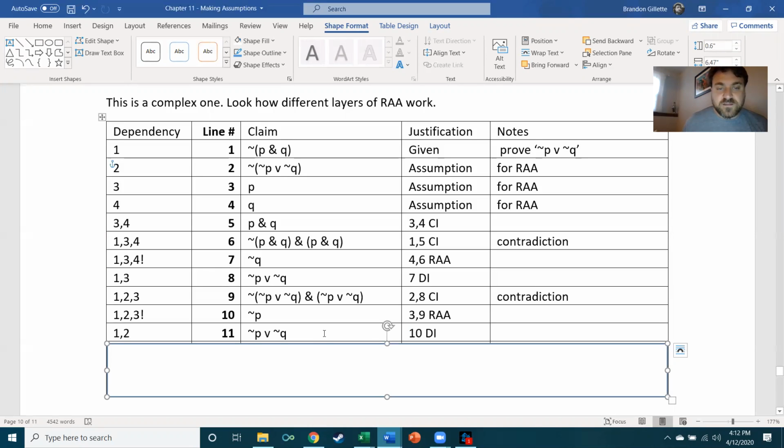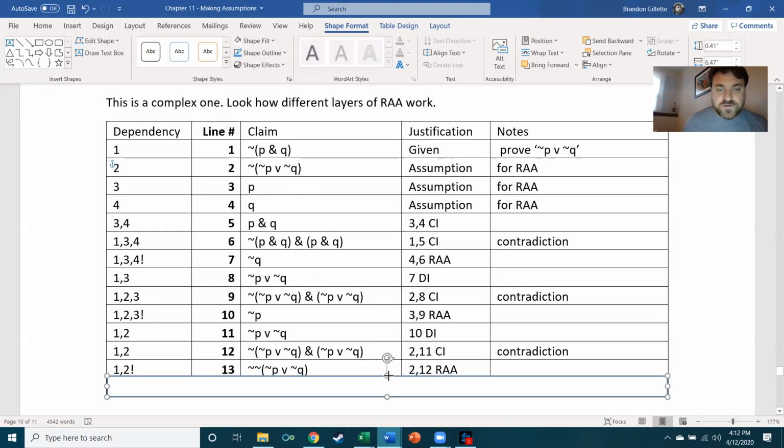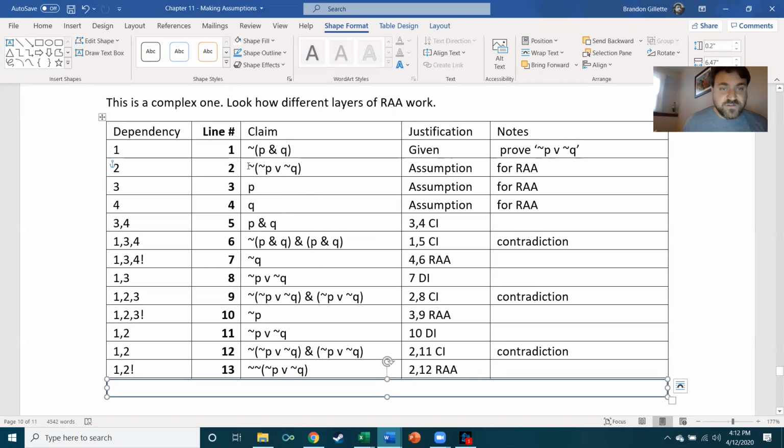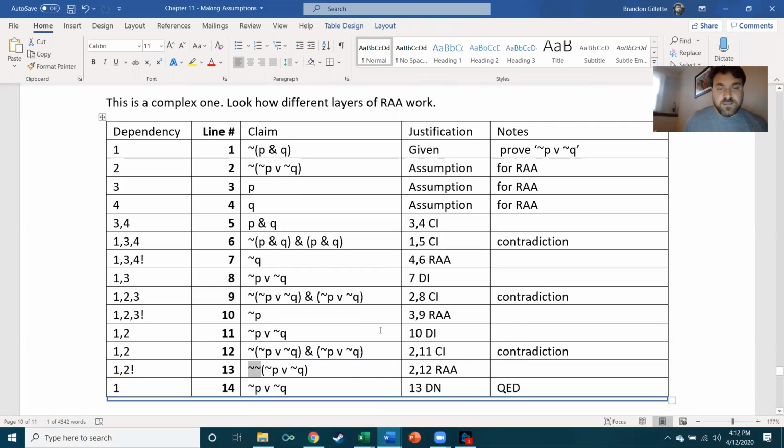And because this line 11 here contradicts with line 2, we have the third and final contradiction we need, which is here. We get it from line 2 and line 11. And then that will discharge the assumption we made on line 2. That'll just add a negation to the front of it. And of course, that's not all we wanted. So we go ahead and use double negation to drop off these two here. And yeah, there it is. That's how that one works.